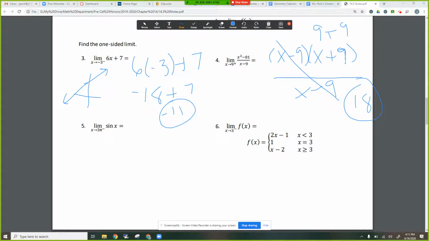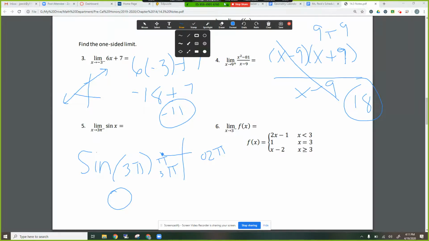Number 5 says the limit of sine of 3 pi, so we're going to plug it in. Sine of 3 pi. Well, if we think back to our unit circle, 0, pi, 2 pi, 3 pi. So 3 pi is right here. So our y value, remember sine is our y value. The y value here is 0.